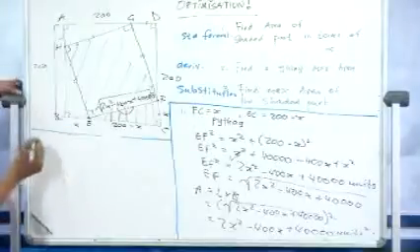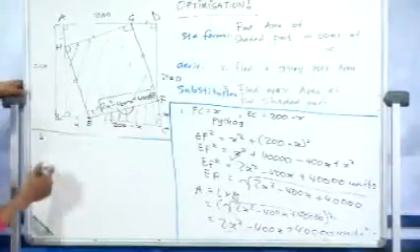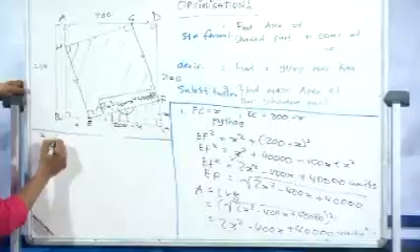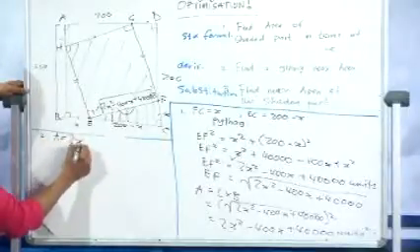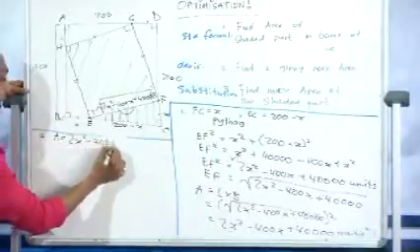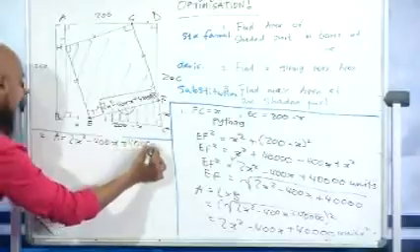Question number 2, find x giving maximum. So that's why we're going to be using derivative. So area is equal to, let's write it down, 2x squared minus 400x plus 40,000.